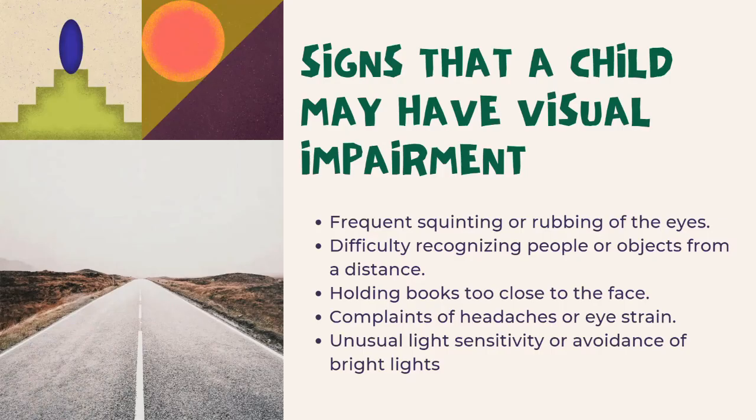Not all children can express their vision difficulties, so it's important for parents and educators to observe signs of visual impairment. Here are some warning signs: frequent squinting or rubbing of eyes, difficulty recognizing people or objects from a distance, holding books or objects too close to the face, complaints of headaches or eye strain after reading, unusual sensitivity to light or avoidance of bright environments. When a child exhibits multiple signs, it is recommended that they undergo a vision assessment as soon as possible.